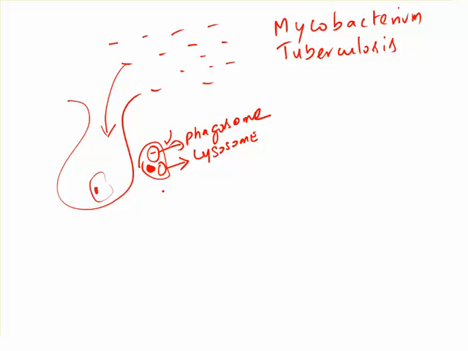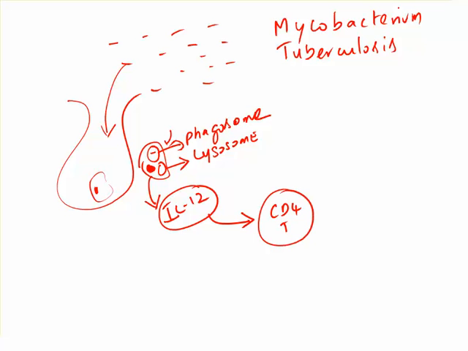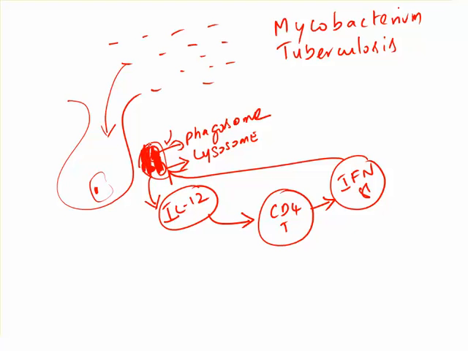Okay, now what happens? They need help, right? Immediately they release IL-12. This IL-12 goes to the CD4 T lymphocyte, and the T lymphocyte releases interferon gamma. This interferon gamma goes to the macrophage and makes them fuse. When they fuse, the lysosomal enzymes kill the mycobacterium, as well as destroy the cell.